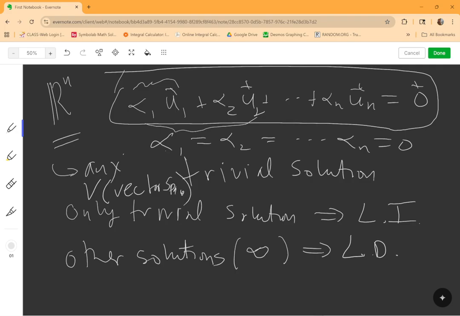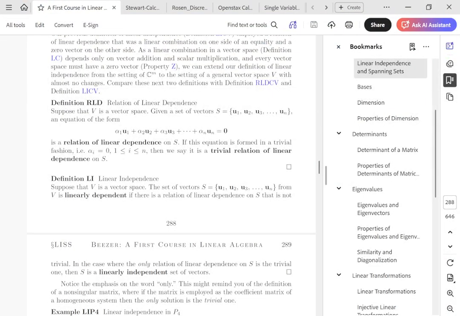If we make that distinction here, then that's all we really need to change. So here, let me switch over to our textbook so we can see what the book has in terms of the definition. Notice the definition is exactly the same. The only thing that is going to change is that these come from just some vector space V and not R to the n or C to the n, if we're dealing with complex numbers as well. So here I'm reading definition RLD, relation of linear dependence. It says, suppose that V is a vector space, given a set of vectors S, u1 through un.